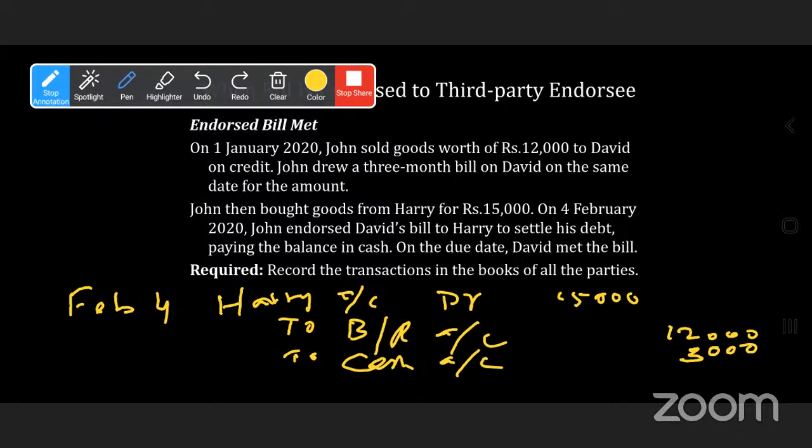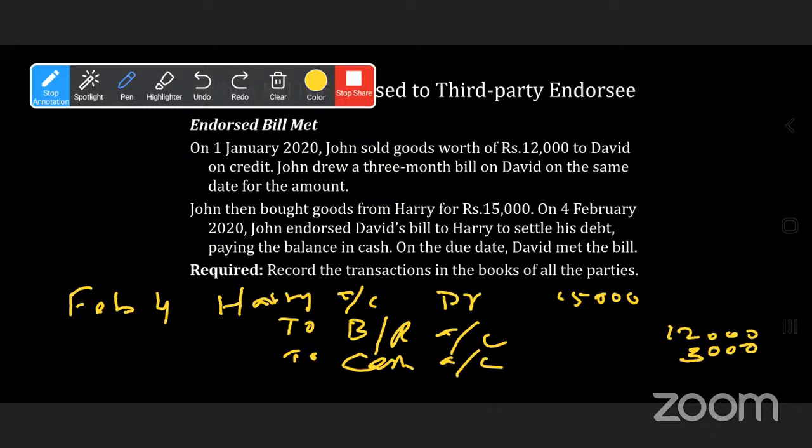Yes. See, as in the problem, John endorsed David's bill to Harry to settle his debt, paying the balance in cash. So what is the bill amount with regard to David's bill? 12,000. And the remaining balance was paid in cash. That means out of 15,000, 12,000 was endorsed to Harry, and the remaining balance 3,000 was paid in cash to Harry.